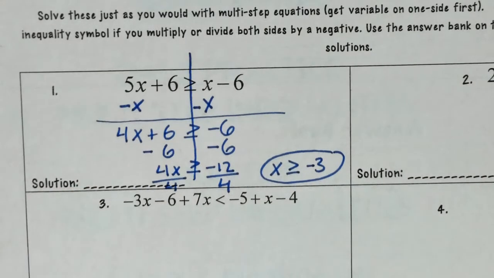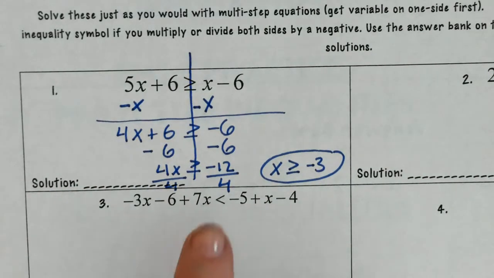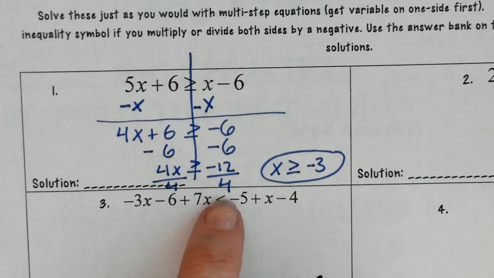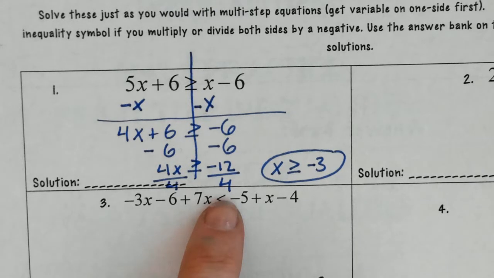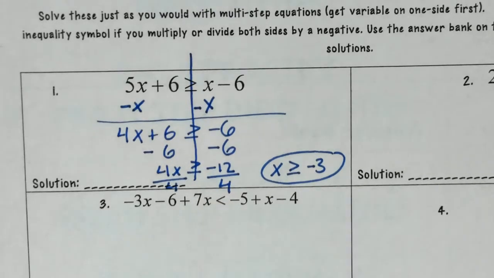We do not flip the sign because the number we divide by is 4. And 4 is a positive number. The number that you write down when you're multiplying or dividing has to be negative to flip the sign. This 4 was positive, so we don't flip the sign.